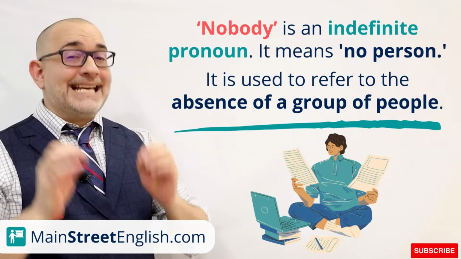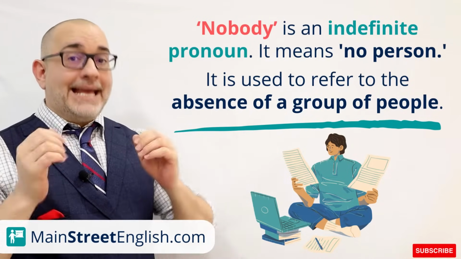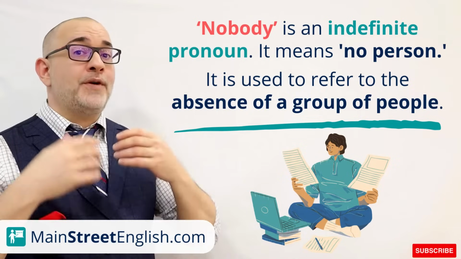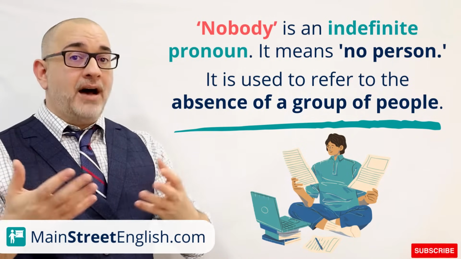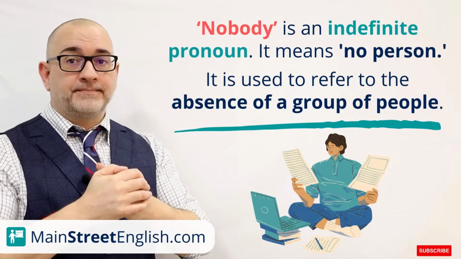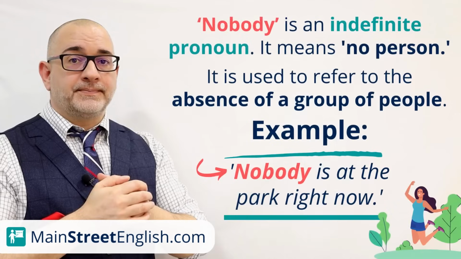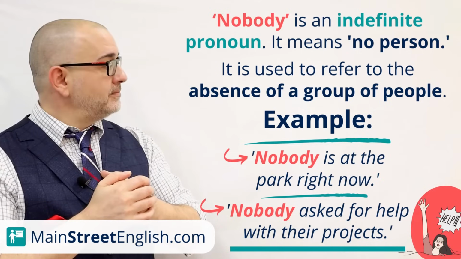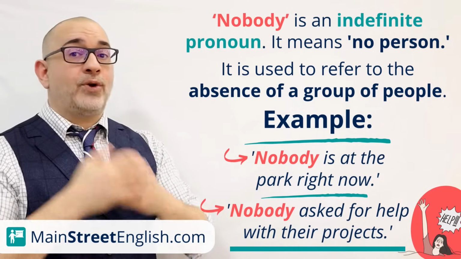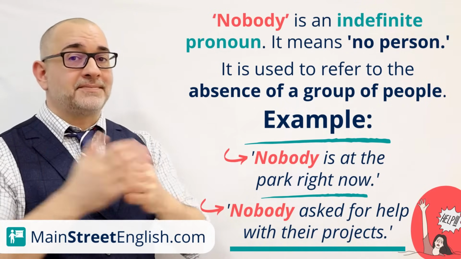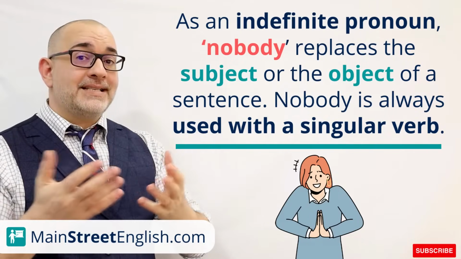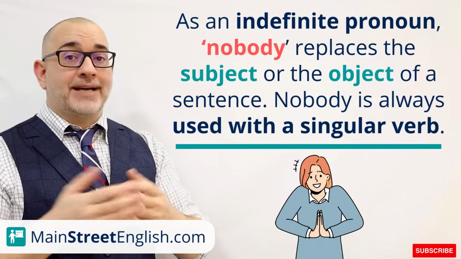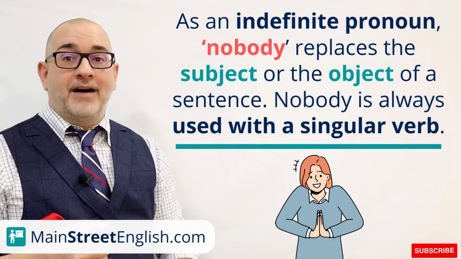Nobody is an indefinite pronoun. It means no person. It is used to refer to the absence of a group of people. Look at these examples. Nobody is at the park right now. Nobody asked for help with their projects. As an indefinite pronoun, nobody replaces the subject or the object of a sentence.